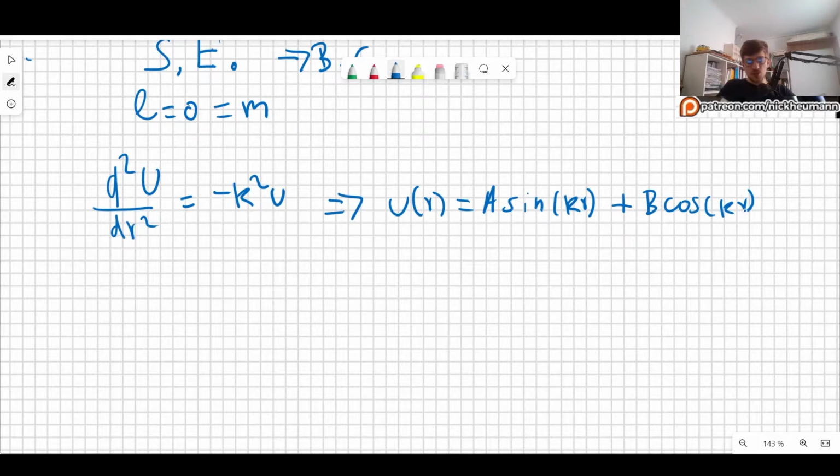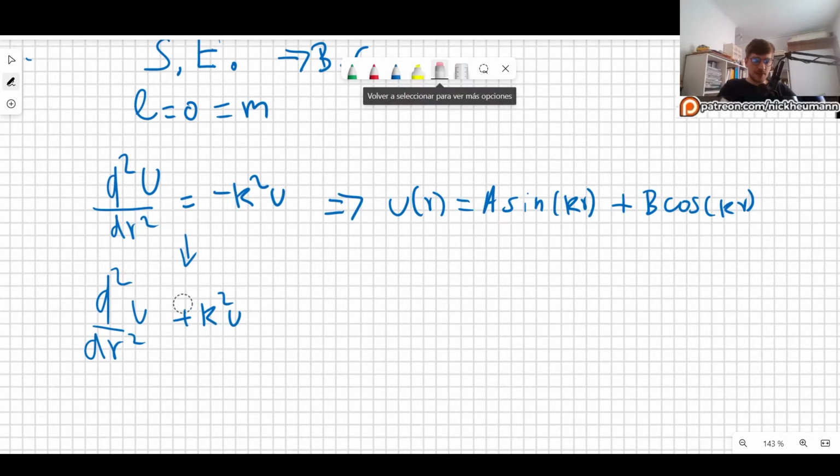Those are the two solutions that we get, and in case you don't remember where that came from, I have that on my playlist in the channel, and I will just give you a quick hint. What I like to do here to find the solution is write everything on one side, so d squared u over dr squared plus k squared u, and I write this as minus i squared, which is of course minus 1, so I didn't actually change anything.